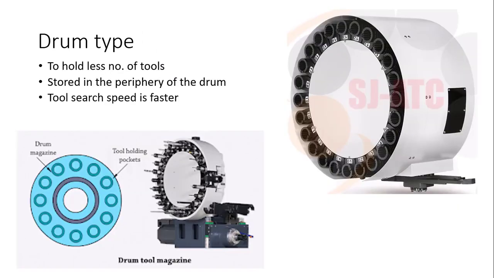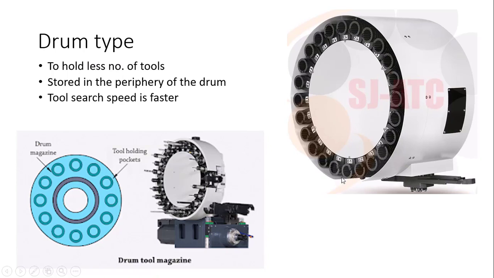That kind of machine can use this turret head type. Then the second is drum type. There's a drum in which you can install a number of tools. You can see in this image, up to 24 tools can be installed into this drum. Correct. So it holds fewer tools. They are stored in the periphery of the drum. You can see this is the periphery here. So the holes are maintained over here. You can place the tools in the holes, and when the motor rotates, these tools will rotate in their position.